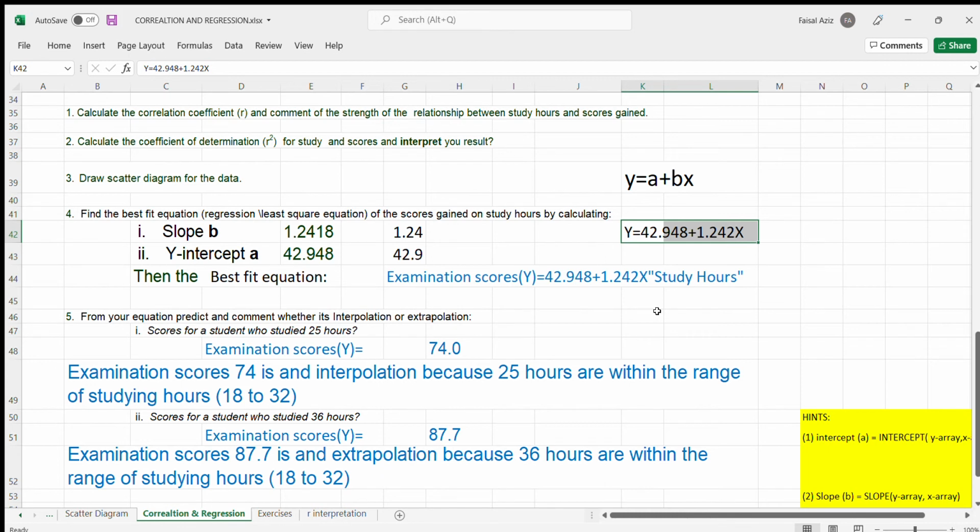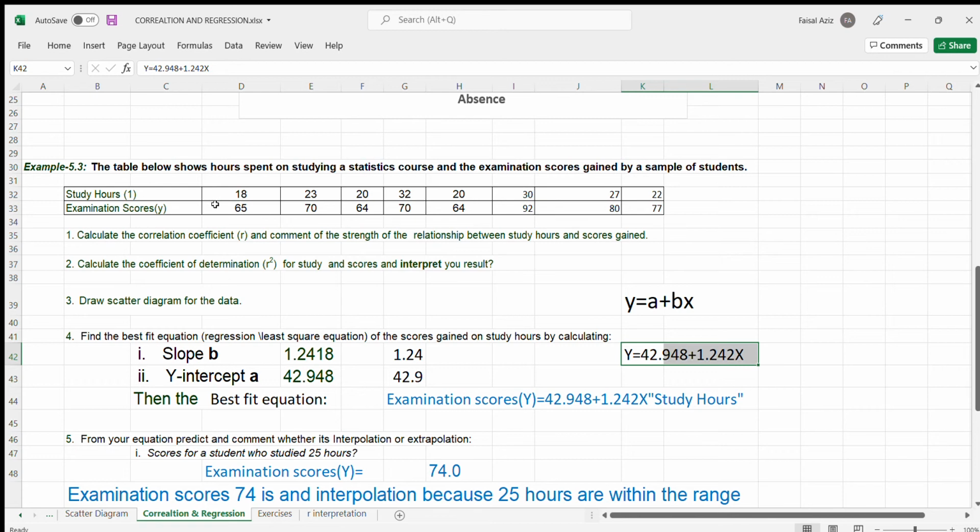What is the difference between interpolation and extrapolation? If you look at this data, as you can see the minimum number of hours mentioned in this data set is 18 and the maximum number of hours mentioned is 32. If we want to know any value which is over and above the maximum data, that will be called extrapolation, meaning it is outside the boundary, or any value which is within the range, between minimum and maximum, is called interpolation.